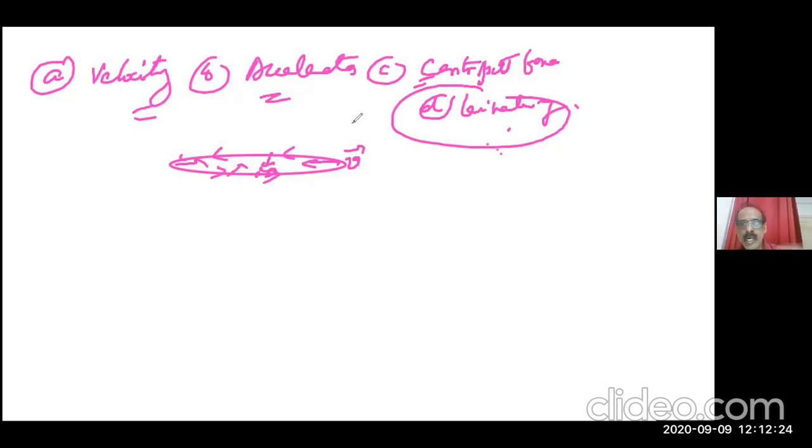Any doubt? No, sir. Okay, so kinetic energy is the answer. All the others are vectors, so the direction of velocity is changing, and acceleration is changing. But kinetic energy is a scalar, half mv squared. v is a speed, not velocity.